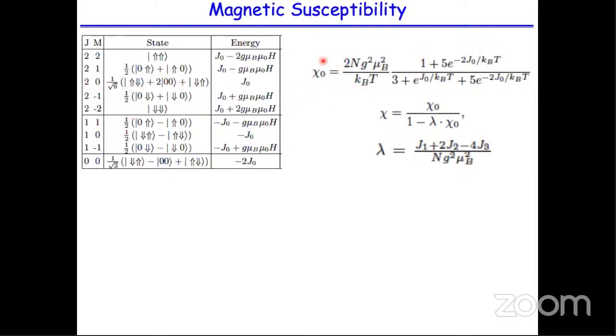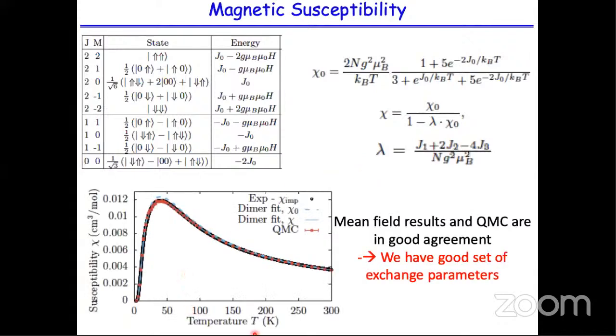So that is my chi0 based on the J0 value, and then I can take this inter-dimer coupling, which is quite small, in a mean field manner, and I can calculate the total susceptibility chi. So that's what we did and plotted here as a function of temperature using the statistical. And as you see, the experimental curve is this dotted black one.